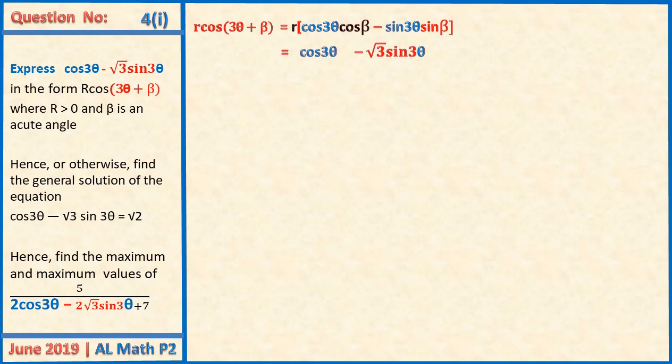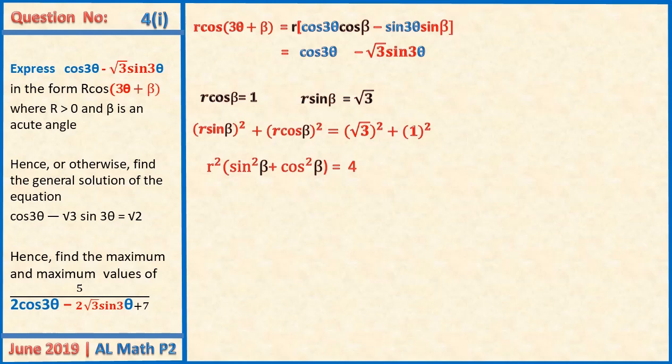And you observe that cos 3 theta is common there. So when you equate, you'll be left with r cos beta to be equal to 1. Then for the sine part, we see that r sin beta, note that the r is outside, r sin beta is identical to root 3. Now we can obtain, adding and squaring, we have r sin beta squared plus r cos beta squared should be equal to 1 squared plus root 3 squared. And this will give us r squared into sine squared beta plus cos squared beta equals 4. R squared equals 4 implies r is equal to 2.